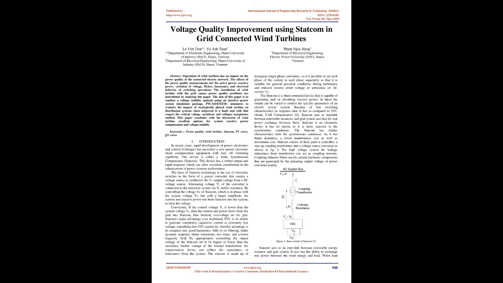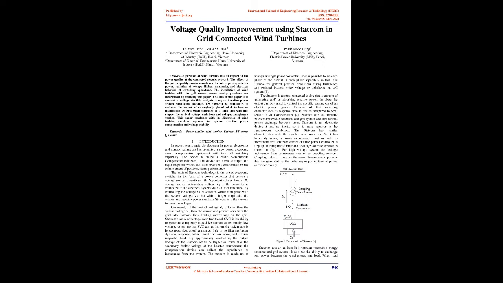By appropriately controlling the output voltage of the Statcom to be higher or lower than the secondary busbar voltage of the booster transformer, the compensation device can absorb capacitance or inductance from the system. The Statcom is made up of delta-connected single-phase converters, so it is possible to control the current in each phase separately, making it suitable for general practical conditions during turbulence and reducing negative-sequence voltage or unbalance on the AC system. 1.